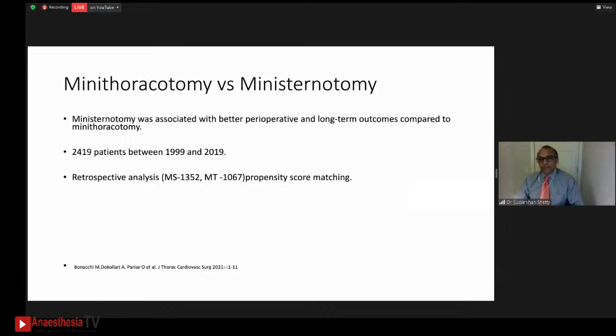And which one is better, mini sternotomy or mini thoracotomy? This is a study where they looked at about 2,500 patients between 1999 and 2019. Again, retrospective analysis with propensity score matching. They found the outcomes were much better with mini sternotomy as compared to the mini thoracotomy.